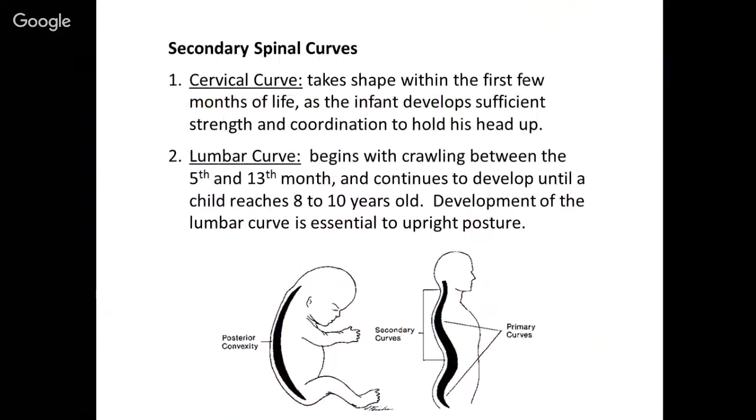The secondary spinal curves, which are the cervical and lumbar, take shape within the first few months of life as the infant begins to lift the head. This starts to create the cervical curve, and as the infant starts crawling between the 5th and 13th month, it continues to develop the lumbar curve. So this is another reason why crawling is such an important part of development.